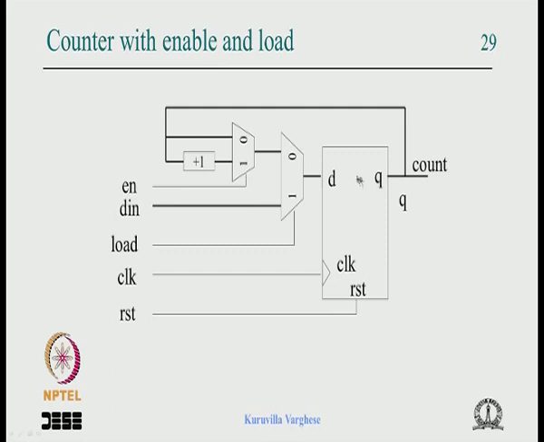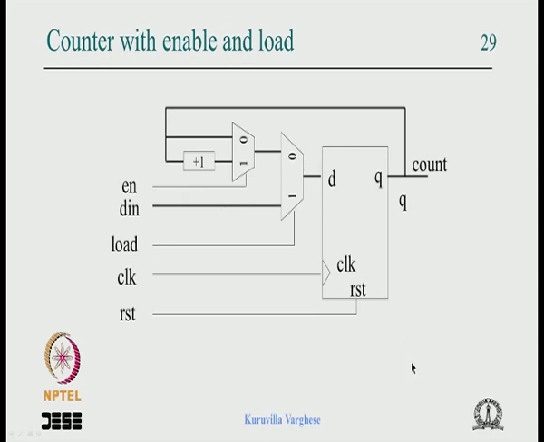If enable is 1, the count gets incremented, otherwise the count gets recirculated, and naturally we know that load has priority because it comes first. So irrespective of the enable, if load is 1 the input gets loaded. When load is 0, then depending on the enable, either it is incremented or the output is held, okay.